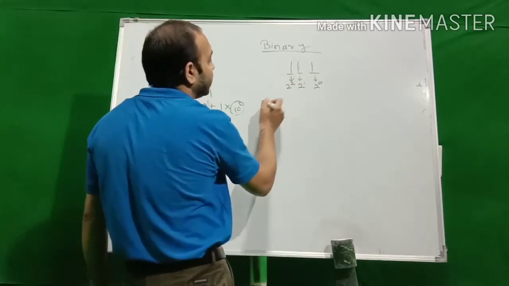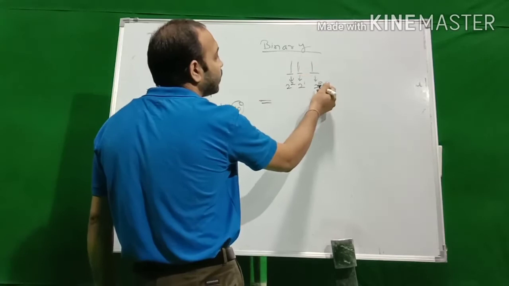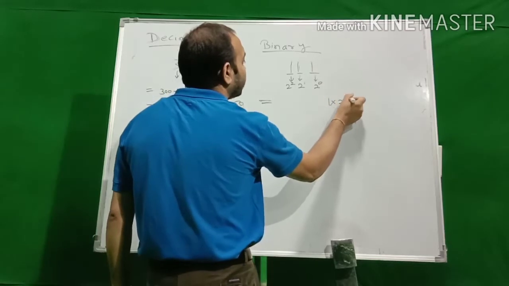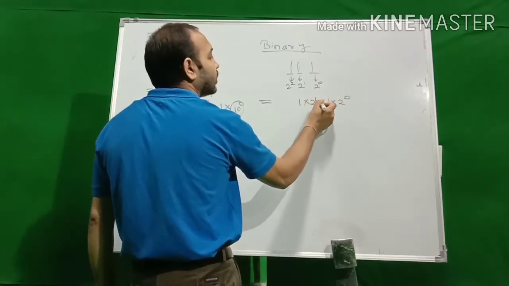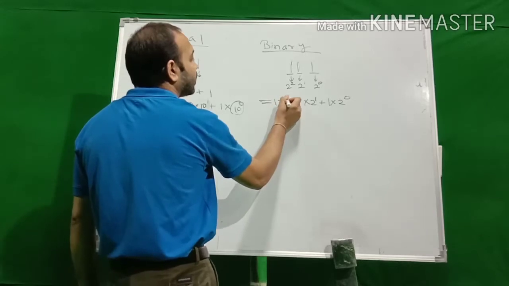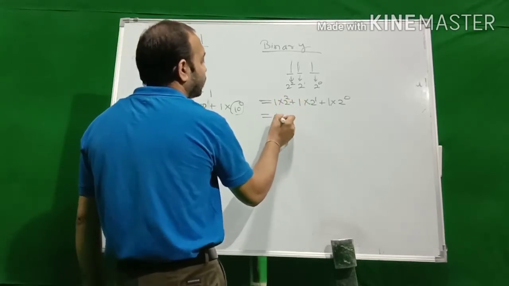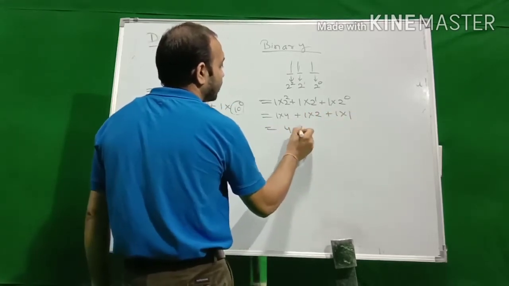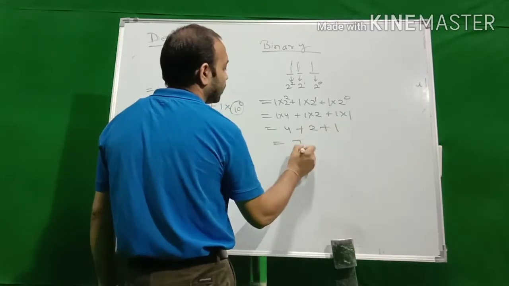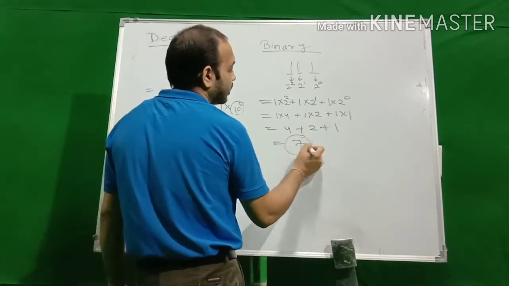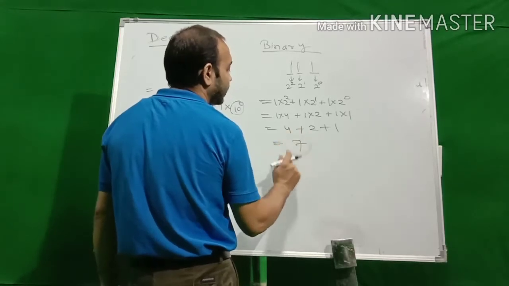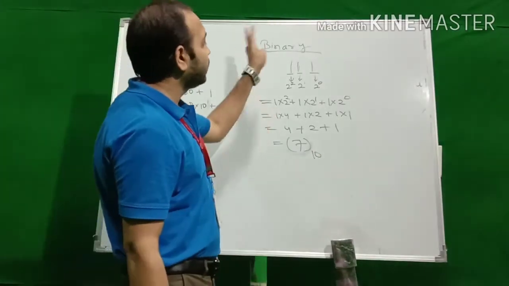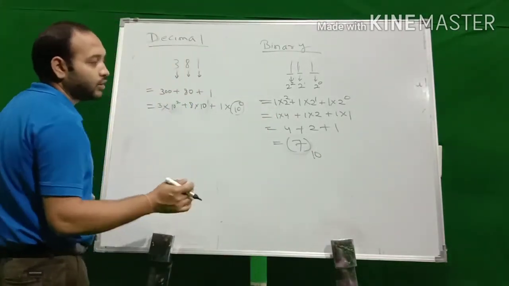So if you want to multiply the digits with their weights, first we write 1 into 2 power 0, then 1 into 2 power 1, then 1 into 2 power 2. So 1 into 4, 1 into 2, 1 into 1. So 4 plus 2 plus 1, it is 7, which is in its base. Generally we write like this. Now this was the decimal result. So like this, if we go for octal, I am just giving an example.